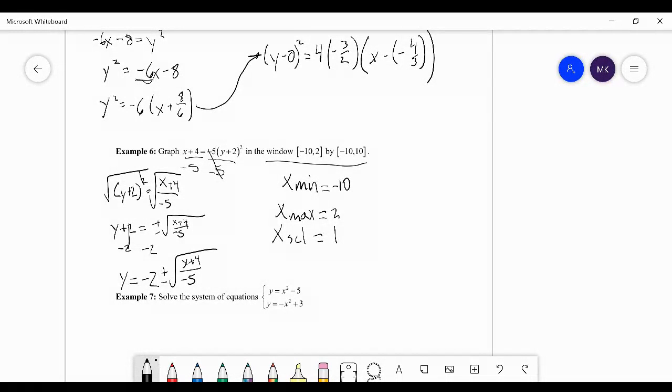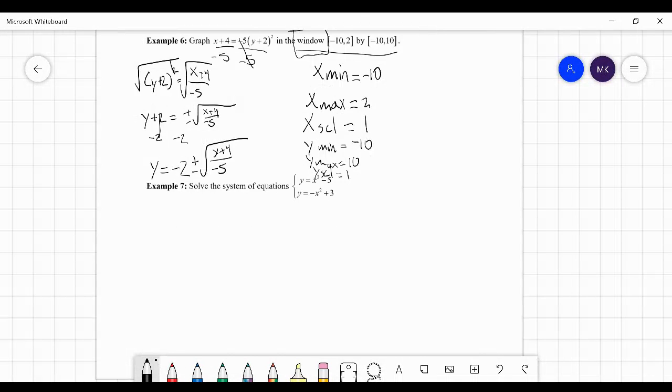Below that, you'll see y min, y max. Y min, we're going to do negative 10. Y max is 10. And again, y SCL, the scale, we'll leave as 1. And then just hit graph from there. This idea of adjusting the window is a really nice thing to be able to do to understand how to deal with that. It helps you to solve some problems nice and easy.